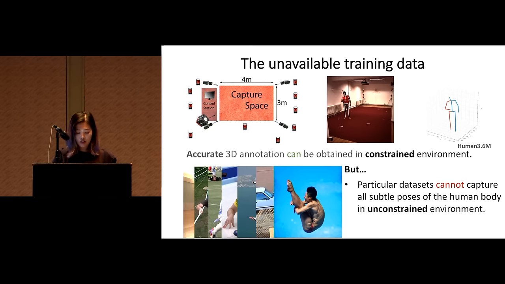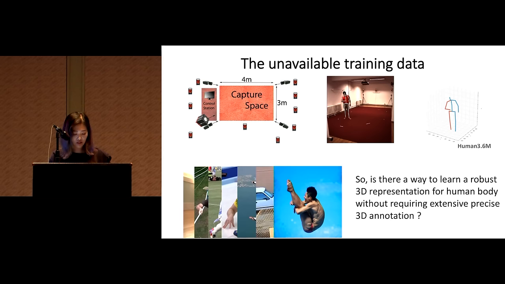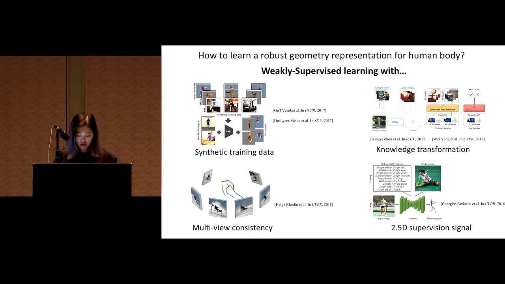So is there a way to learn a robust representation for the human body without requiring extensive 3D annotation? The answer is yes. People have proposed several weakly supervised methods to learn the representation from synthetic data to multiple consistencies. This work provides very nice ideas and the results are really impressive. However, most of them still rely on 3D training samples or 2.5D annotation to initialize or constrain models.